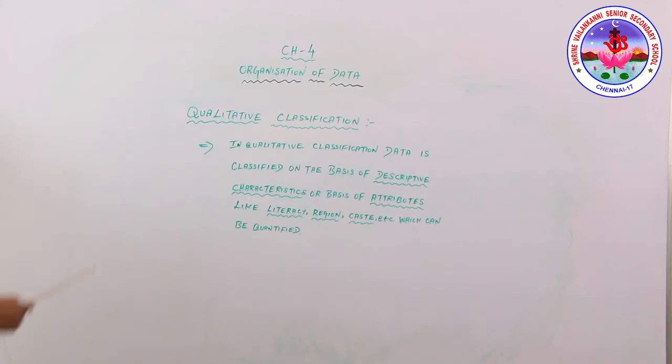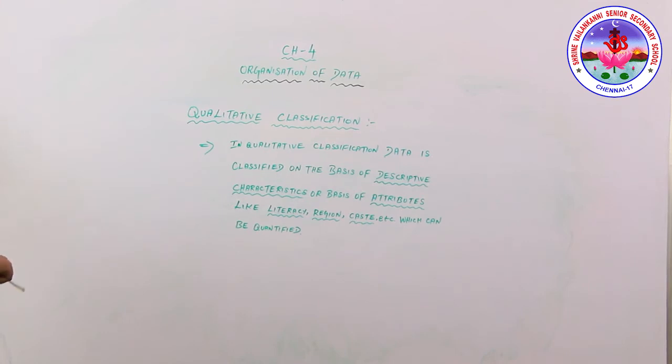What is meant by simple classification? When the facts are classified into two classes according to the attributes, then the classification is said to be a simple one. For example, dividing the population of a city into two groups: one is male, another one is female.